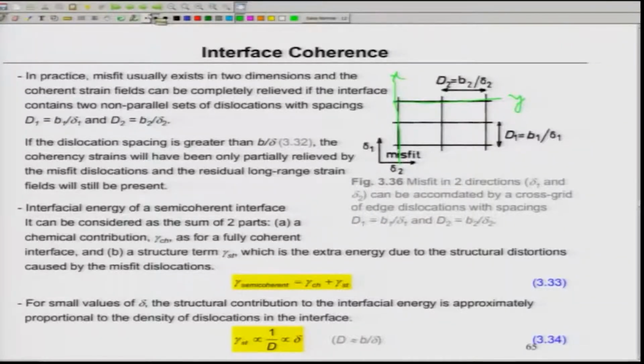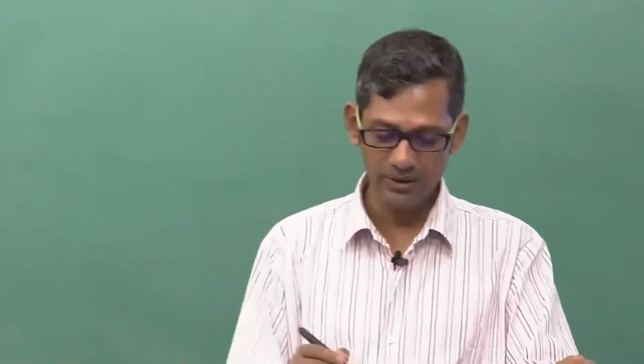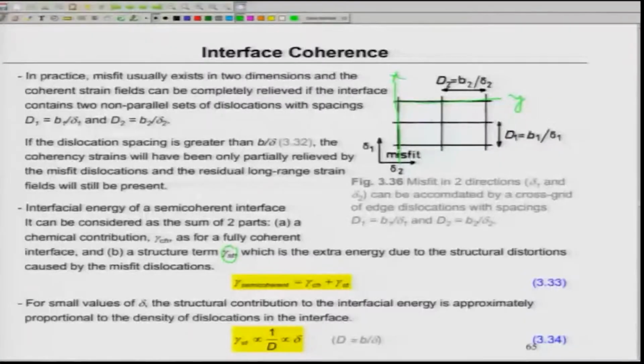So, therefore, the interfacial energy of a semicoherent interface will have 2 parts. One part is the chemical contribution that we have seen for the coherent interface. That is the difference of the atoms across the plane. On the beta side you have one kind of atom, white atoms, on the alpha side you have black atoms. So, that leads to the chemical part. The second part is known as the structural part, given as gamma st, which is the extra energy due to structural distortion caused by the misfit dislocations. So, a semicoherent interface will have a chemical part and a structural part.